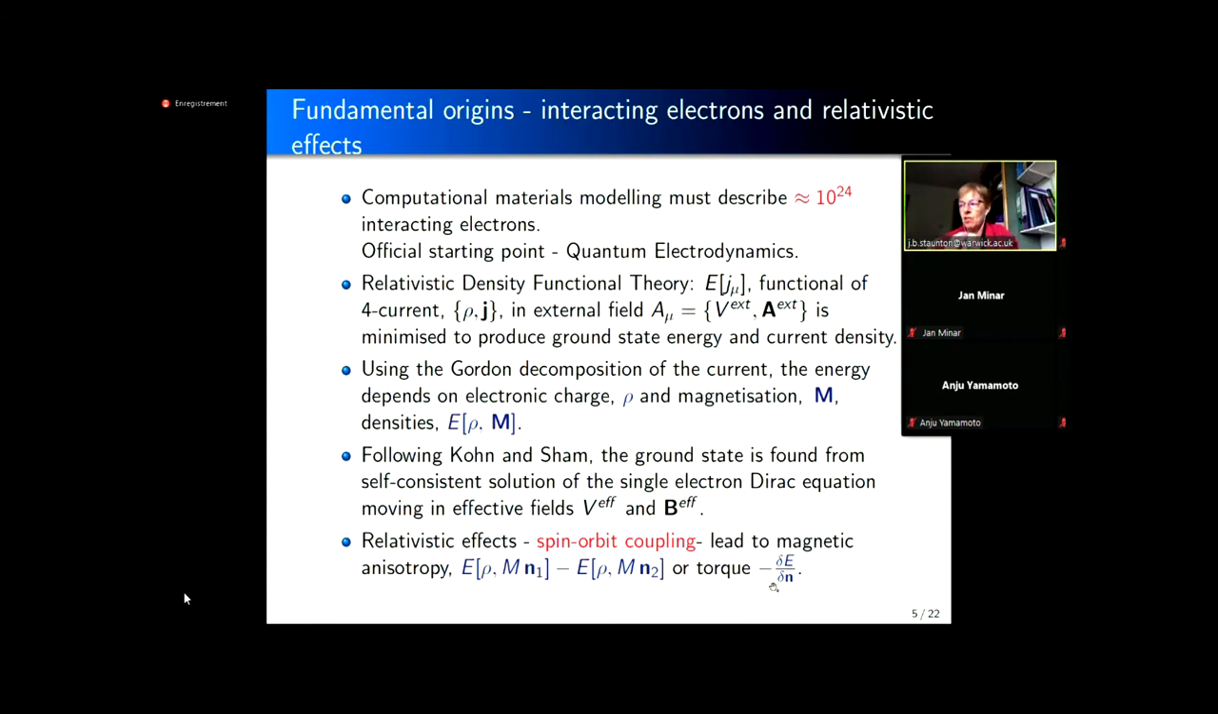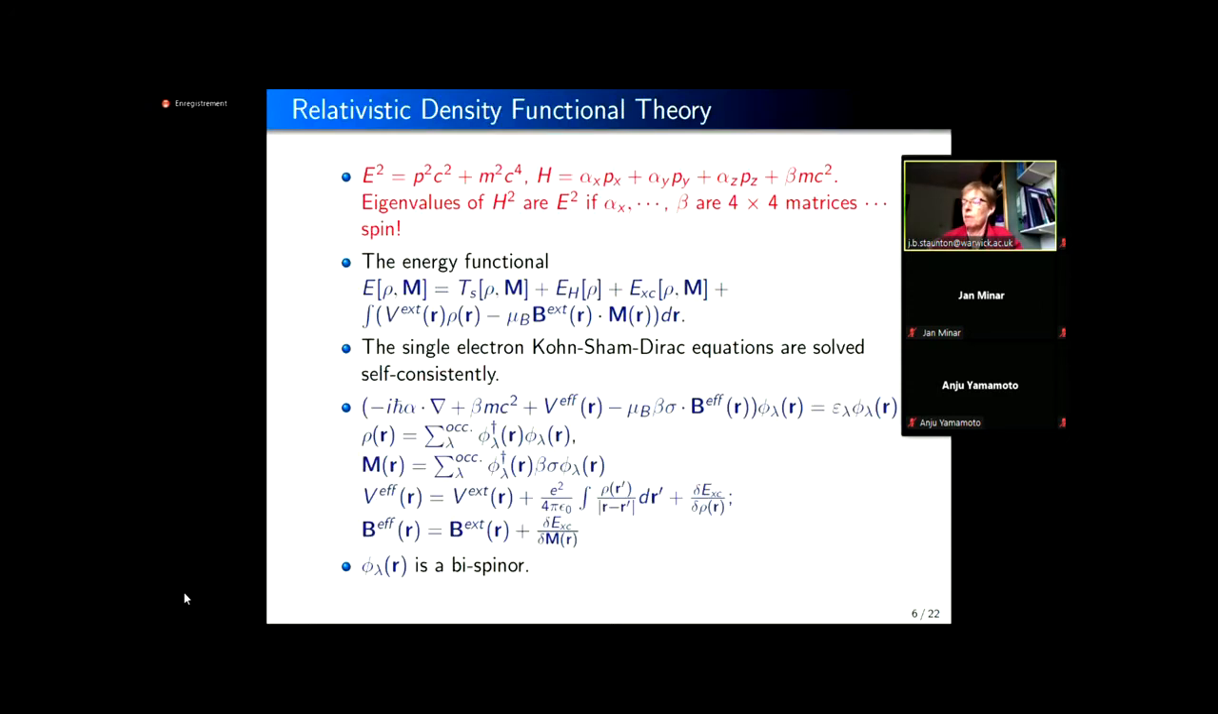So you're looking at small variations of this energy, exploiting the stationary principles of the energy functional. Look at small variations of the energy as you change the magnetization direction to characterize the torque, and from this one can pull out the various anisotropy effects, anisotropy coefficients. Okay, so that's the basis.